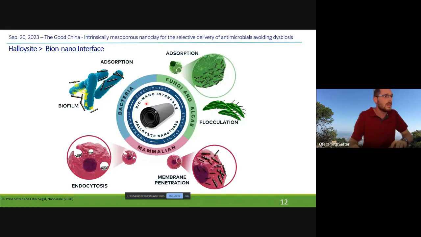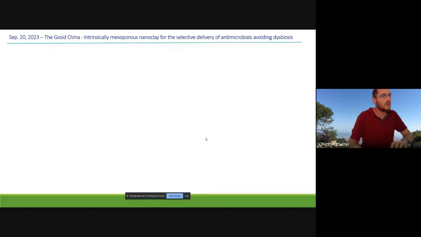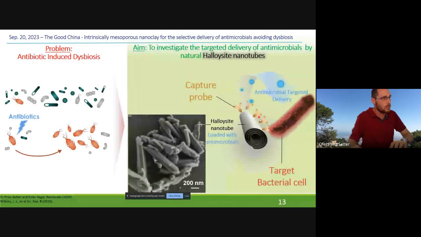all based on their interactions with biological cells, starting with the very basic colloidal forces and then going through more complex interactions, as we heard in the previous talk about internalization. In the case of bacteria, there could be adsorption on the bacterial cell and even incorporation into the biofilm. So our aim in this project is to direct these interactions of HNTs, halloysite nanotubes, with bacteria to be more selective using a capture probe.